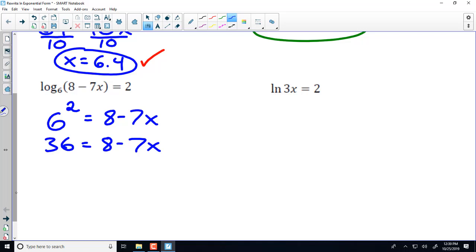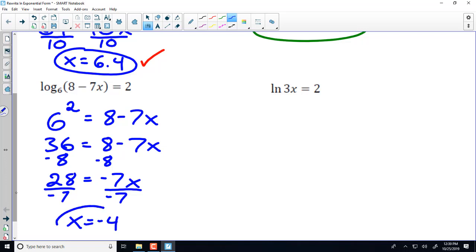Subtract 8 from both sides. We will get 28 equals negative 7x. Divide both sides by negative 7. And 28 divided by negative 7 is negative 4, so we get x equals negative 4.